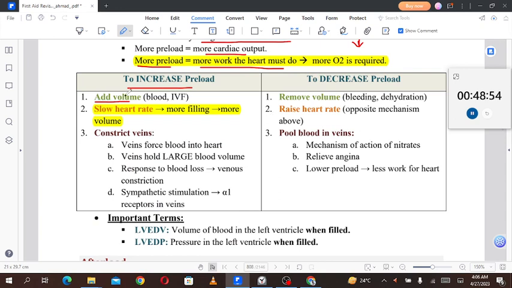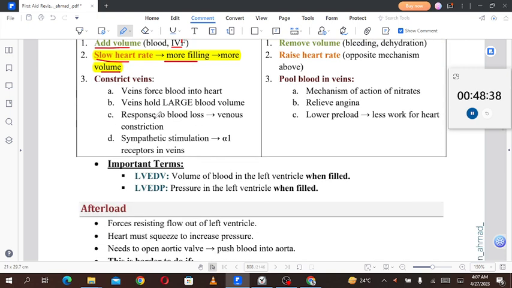IVF. Add volume, blood or intravenous fluid. I'm sorry. That is intravenous fluid, IV fluids. Okay, that is IVF. So we are giving the blood to some person, or we are giving the plasma to some person, maybe. That is intravenous fluid. Slow heart rate, more refilling, and more volume. Constricts the veins. Veins force blood into the heart. Veins hold the large blood volume.